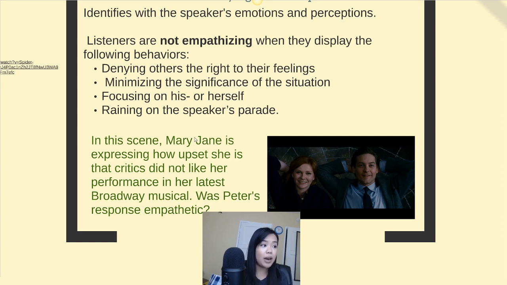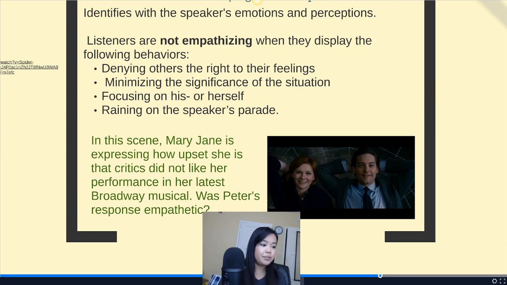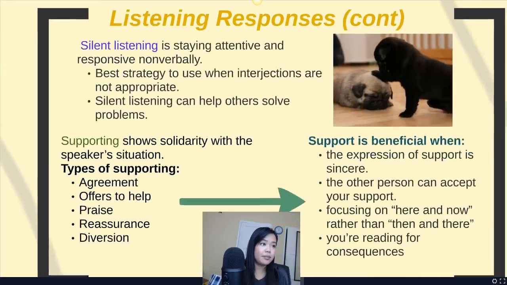The last one is raining on the speaker's parade. This is when someone is having a joyous and wonderful time, and we want to say things like, "Oh, you graduated? Well, the next difficult thing is finding a job, so good luck with that," right? We're trying to make anything that they are happy about, joyful about, worse than it really is, and not taking that time to empathize with them, find joy with them, celebrate with them in that moment.